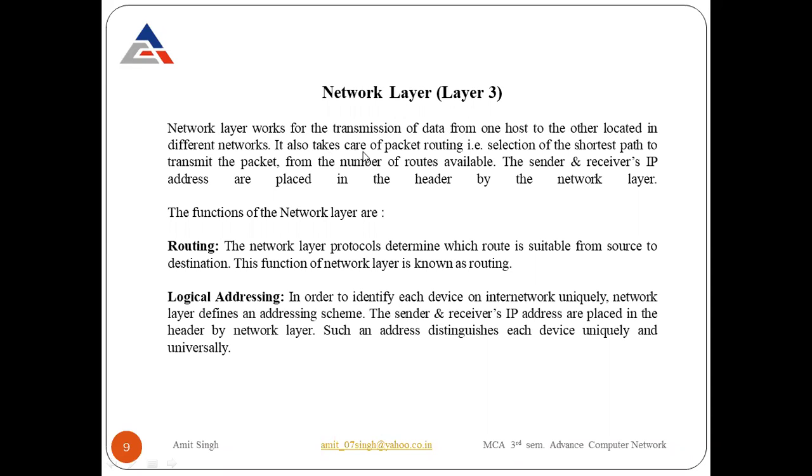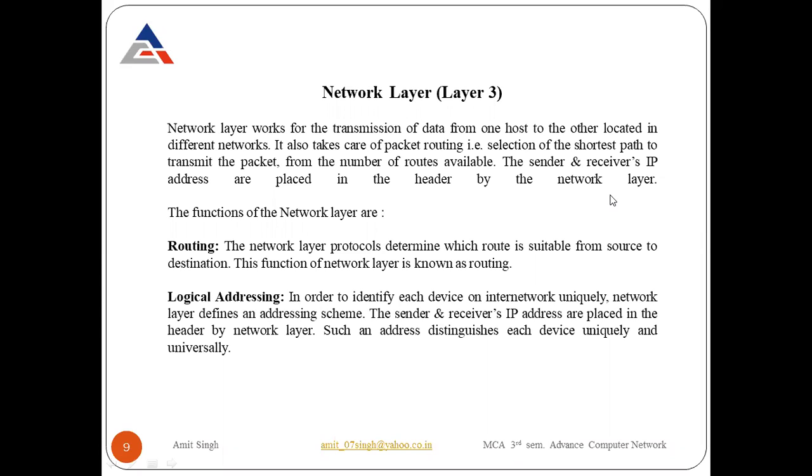Now, it also takes care of packet routing. They can decide the route of the packets, selecting the shortest path to transmit the packet from the number of available routes. The sender's and the receiver's IP addresses are placed in the header by the network layer. As we discussed in the earlier slides, we simply add the physical address of the receiver onto the header. Now, suppose the physical address is system number 10. Now it knows that the packet can be received at system number 10.